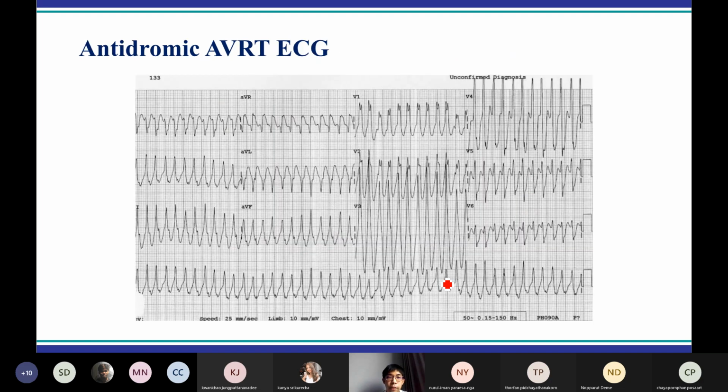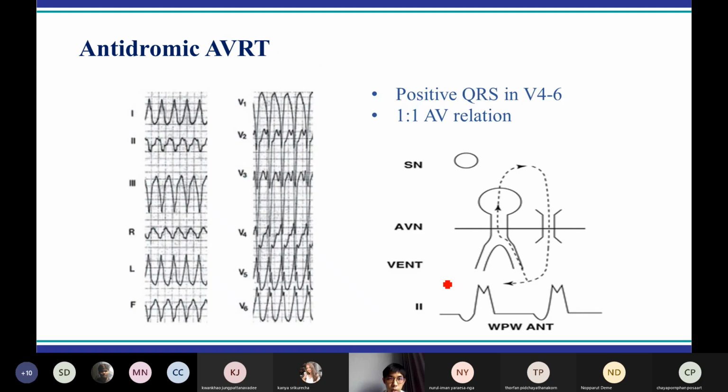This is the ECG of antidromic AVRT. You can see that it is a wide complex tachycardia with a regular QRS interval. For antidromic AVRT, first of all, you have to identify that it is a regular wide complex tachycardia. And you have to see that it is positive QRS in leads V4 to V6, and the atrium to ventricular ratio has to be 1:1.